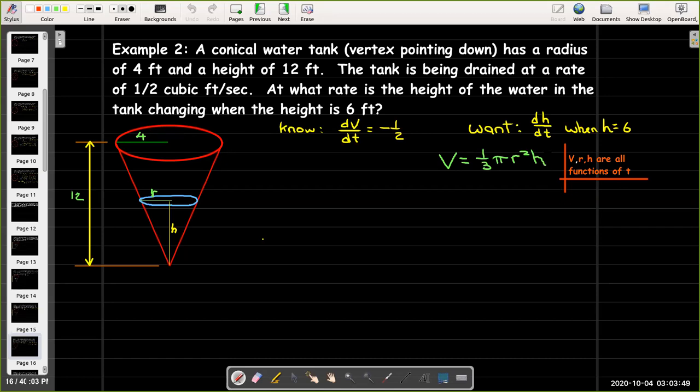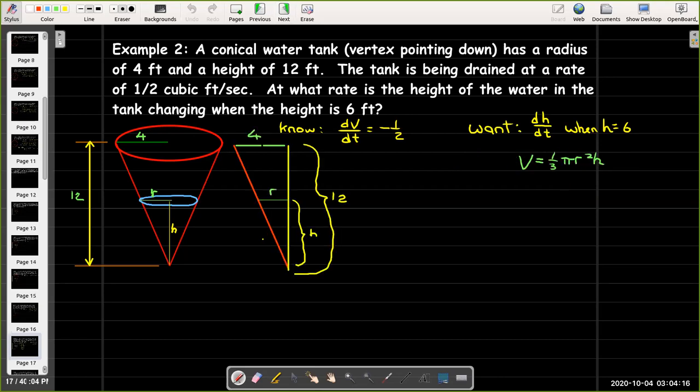So in order to simplify the implicit differentiation, I would like to replace r with some formula for h. And to do that, I need to find an equation which relates r and h. And what I can use to help me do that are similar triangles. If I were to take a cross section of the cone and cut it in half, I would have two right triangles, one for the entire cone, one for the water inside the cone. Those are similar triangles. So I can form a ratio of the corresponding sides and set those ratios equal to each other. So in this case, r over 4 is going to be h over 12.